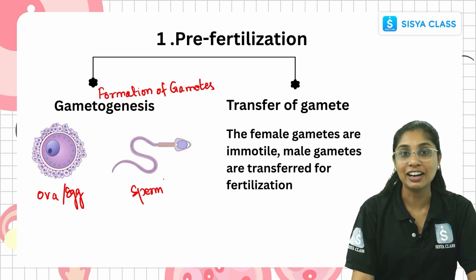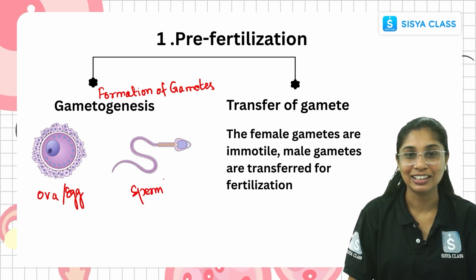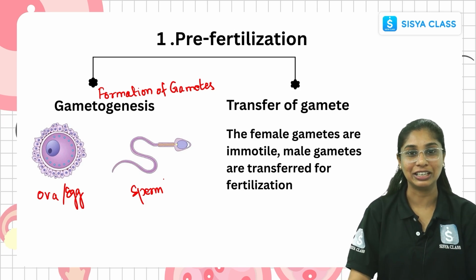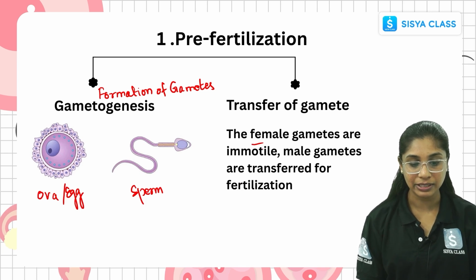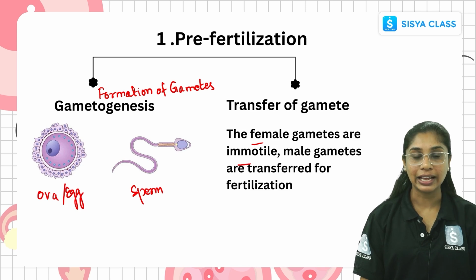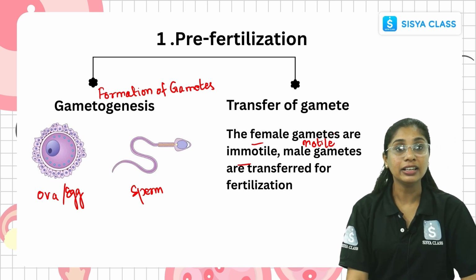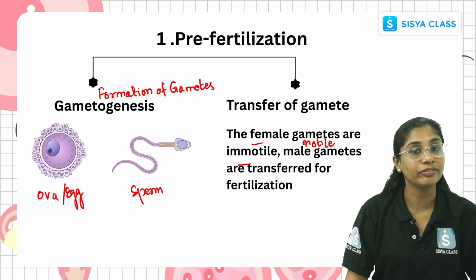Okay, here now the hero and heroine are born in some place, in different cities. Now the hero has to move towards the heroine. Here it involves transfer of gametes. Here the female gamete is immotile, it cannot move. But coming to the male gamete, which is sperm, it is motile. Okay, and here the male gametes are transferred for fertilization in the female genital tract.